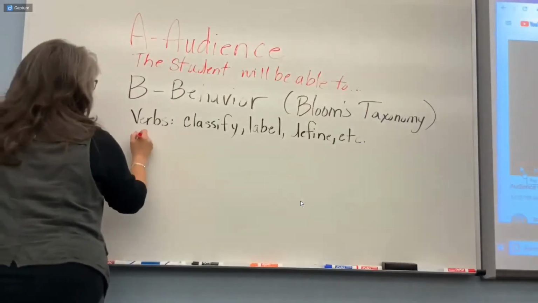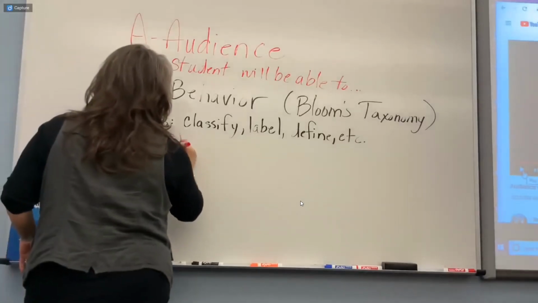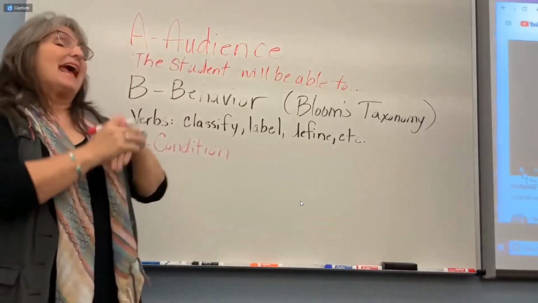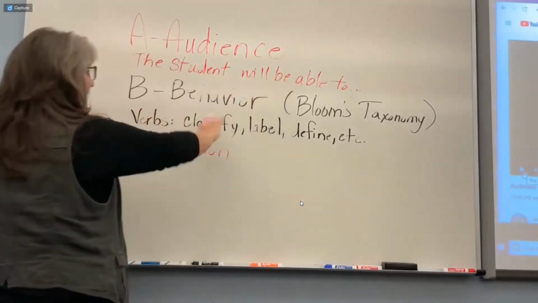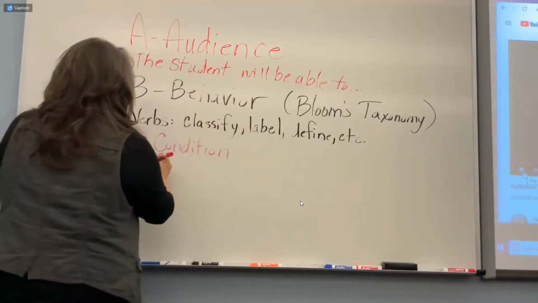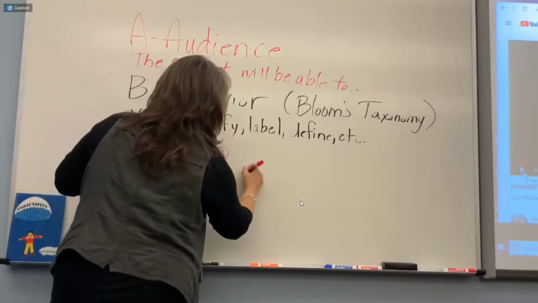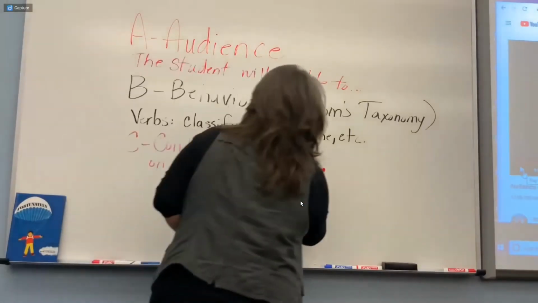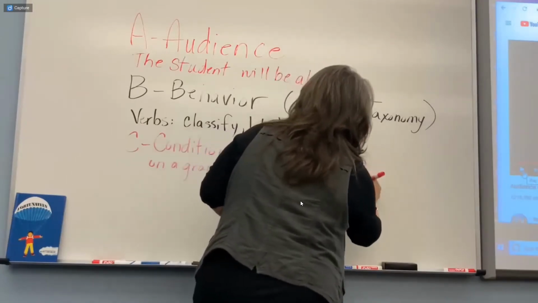That's right. C. So C stands for condition. Now the condition is going to flesh out that verb. It's going to tell us how and what. So we have the student will be able to, and then we have our behavior, and then we have our condition that's going to tell us how this is going to happen. Maybe it's going to be on a graphic organizer. Maybe it's going to be on an exit ticket. Maybe it's going to be on a quiz.